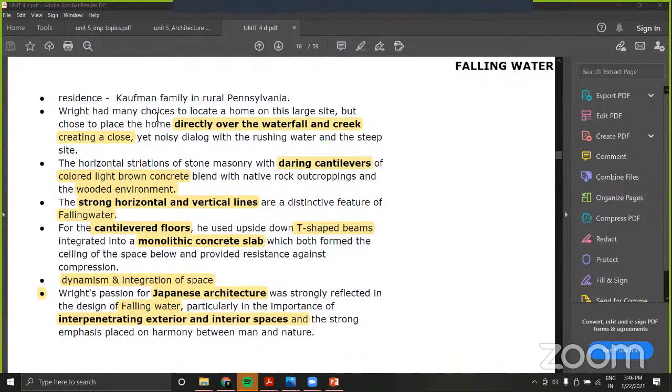He also used cantilevers, which became an outdoor connectivity throughout the building. He used monolithic concrete slabs. He was also inspired by Japanese architecture in the exterior and interior spaces. And yeah, we will move on to the next one.